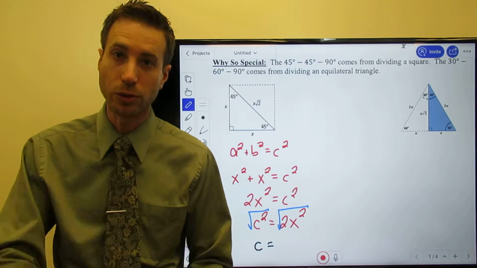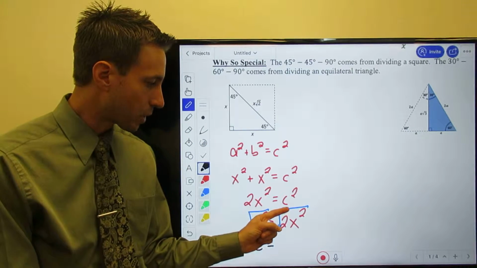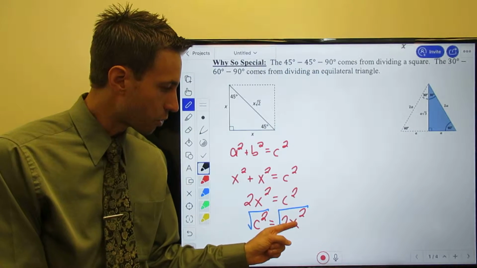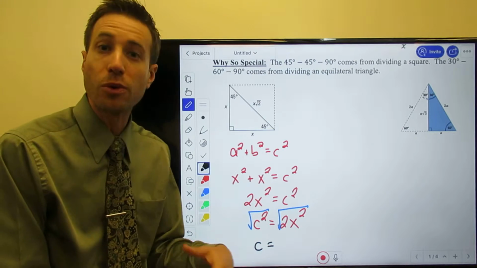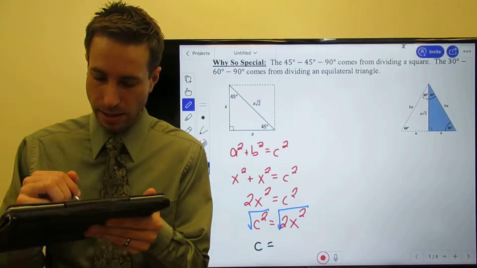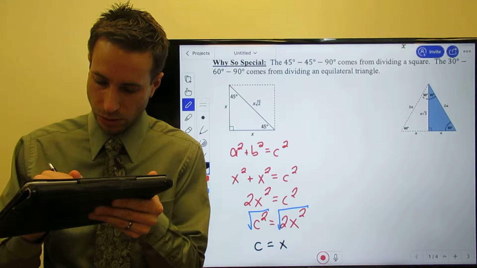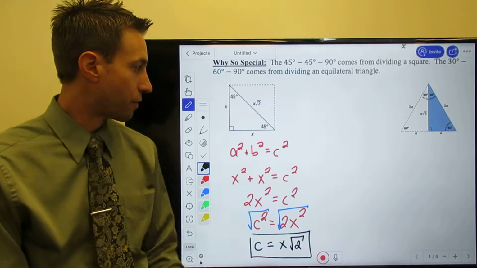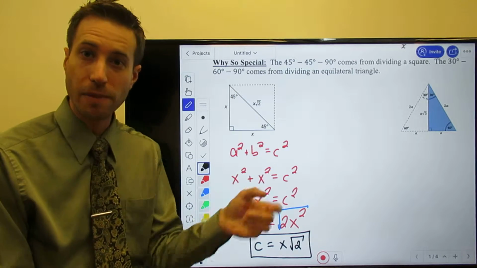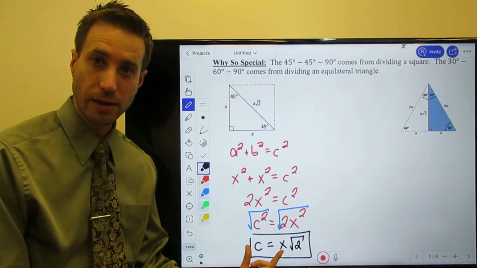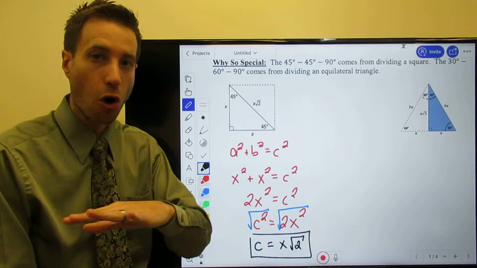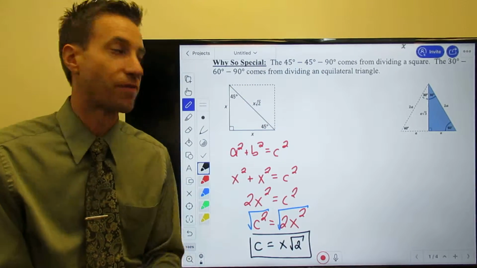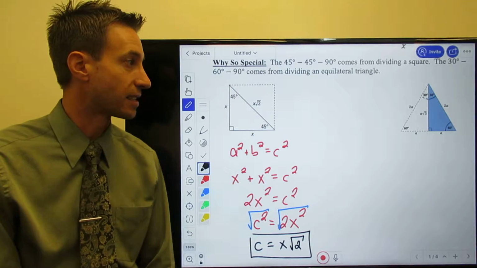C is equal to, look at this, right? What happens when I take the square root of 2? Well, you get the square root of 2. What happens when I take the square root of an x squared? Well, the square and the square root cancel each other out, and I'm left with just an x. X square root of 2. So where does the length of the hypotenuse come from? It simply comes from doing the Pythagorean theorem, right? The sides of the square are always the same, and then you just run that diagonal through there. Pythagorean theorem finds you the ratio for the length of that side.